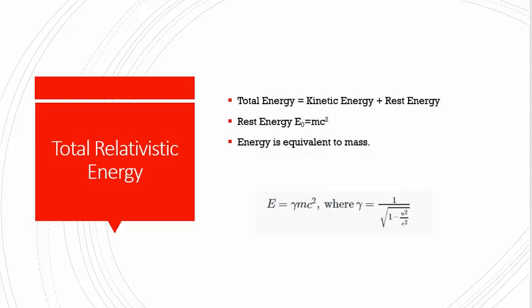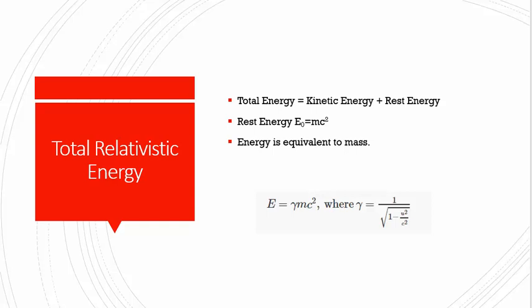So here we have the basic equation for the total energy. And you're going to take the kinetic energy with the relativity adjustment and add in the rest energy if the object is sitting still. So it's a lot like what's the potential energy, what's the kinetic energy, add them together. And in this case, the rest energy is going to be the mass of the object when it's standing still times the speed of light squared. And it comes down to the idea that energy is equivalent to mass.